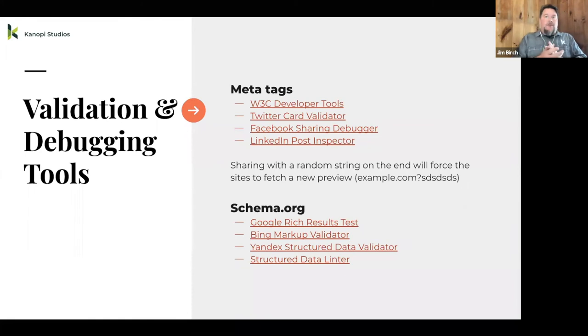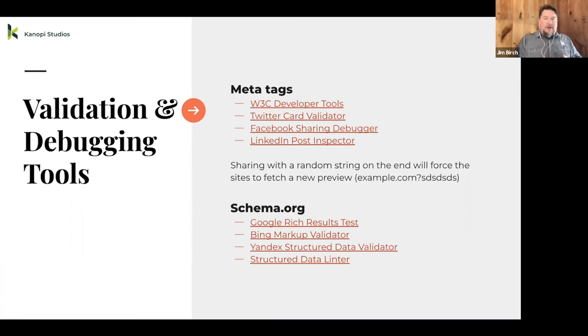One thing when we do set up these things, you need to test. So I always include the list of validation and debugging tools for meta tags. The W3C has developer tools which you can go and crawl your whole HTML and make sure your meta tags are valid. Twitter, Facebook, and LinkedIn all have inspectors or debuggers where you can share the URL and make sure your cards look as you expect. Sometimes they get cached. A little tip here is you can put a question mark and then gobbledygook text at the end to make them fetch a new version of the URL.